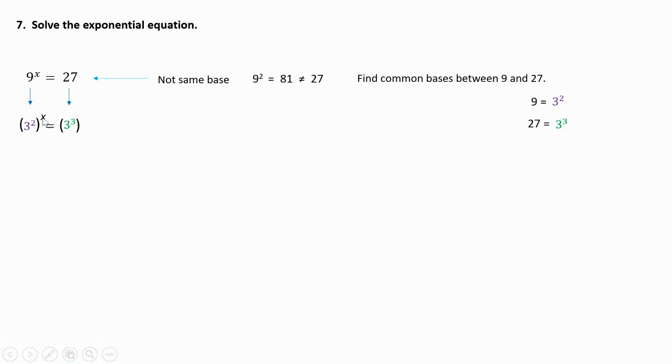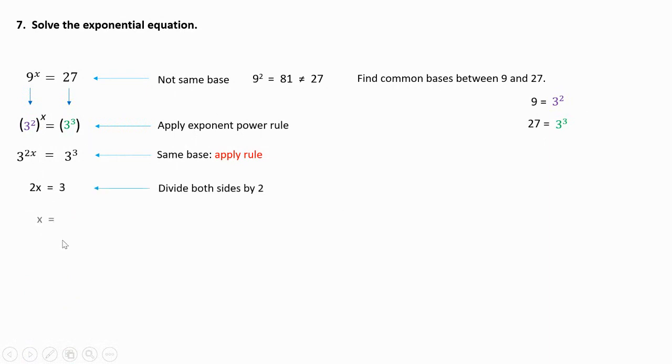Now here we apply the exponent power rule, which means when you have a power to a power, you multiply the powers. So it'll be 3 to the 2x equals 3 cubed. Now since we have the same base, 3 and 3, we let the exponents equal to each other, which would be 2x equals 3. We divide both sides by 2, so x equals 3 over 2.